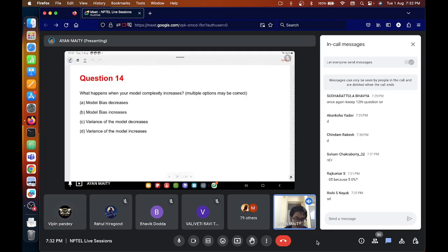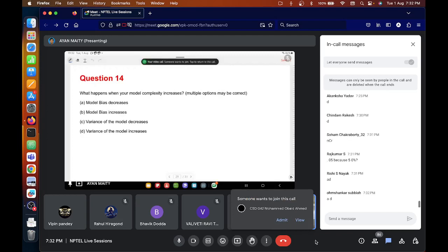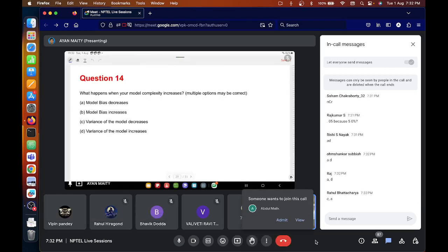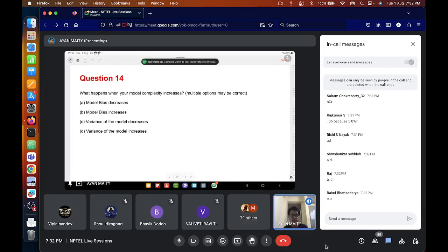Rajkumar is asking about 0.05 because of 5%. Yeah, so 5% of people do not show up. For every person, the probability of not showing up is 0.05, and similarly the probability of showing up is 0.95, which is 1 minus 0.05.